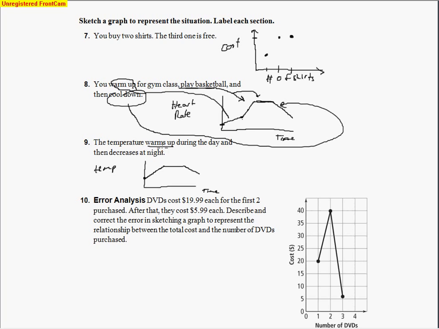So it warms up during the day, and then it kind of stays constant for a while, and then we see it decreases at night. And so that's what this line represents.